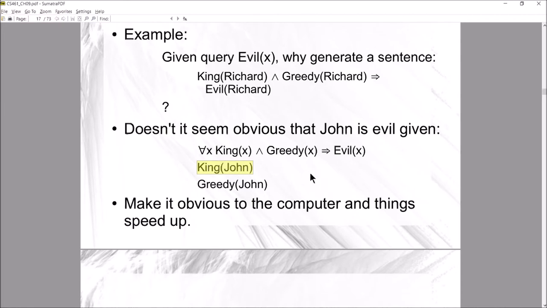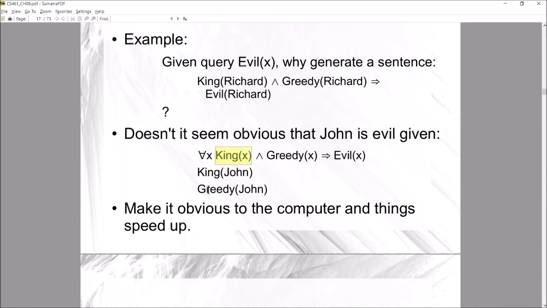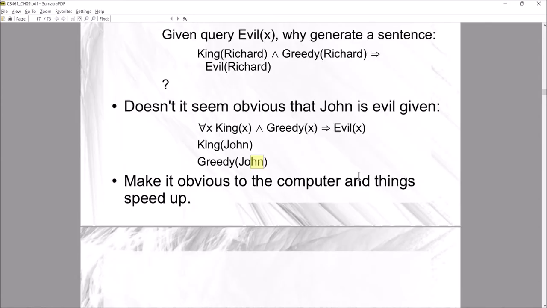If we substitute John for the X in the greedy conjunct, well, that's similar to a sentence that's already in the knowledge base. So if you can match up existing sentences for something that you propose to stick in for the X, well, then at that point, you're good to go. You can just say, yep, it implies, yep, it's evil. Yep, done. We found a matching sentence. We found one that matches the first conjunct, and we found one that matches the second conjunct. Good, we're done. We can go ahead and say that John then is evil, not a problem.